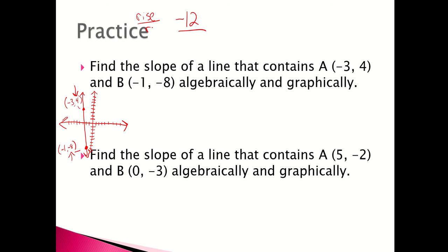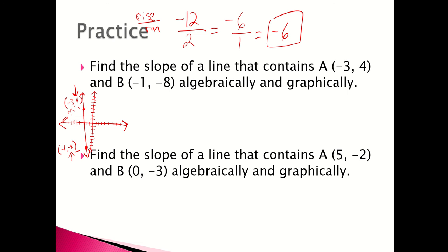rise over our run. So how far to the right do I have to go? Look at the x's to figure out your horizontal change. If you're going from negative 3 to negative 1, we go to the right, so we know it's going to be positive. How far to the right do we have to go? From negative 3 to negative 1, that's to the right 2. And now we can simplify this fraction and we get negative 6 over 1, which is just negative 6. So that is our slope.